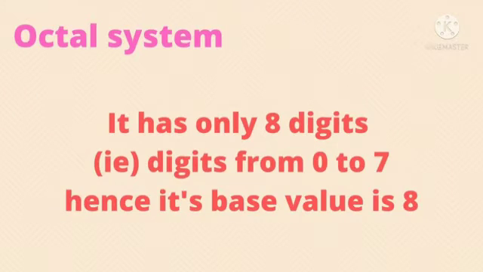Now let's see what is an octal number system. Octal number system has only 8 digits and the digits begin from 0 to 7. இதில் பார்த்தீங்கன்னா the number is represented with 0, 1, 2, 3, 4, 5, 6 and 7. So எத்தனை number இருக்கு? We have 8 numbers. You have to count how many numbers are there. So there are 8 numbers and hence the base of octal number system is 8.